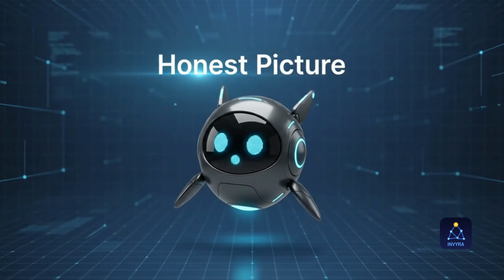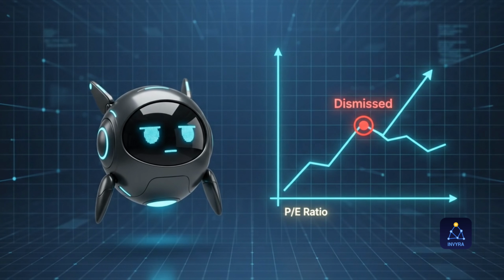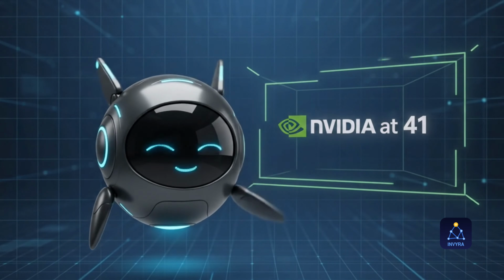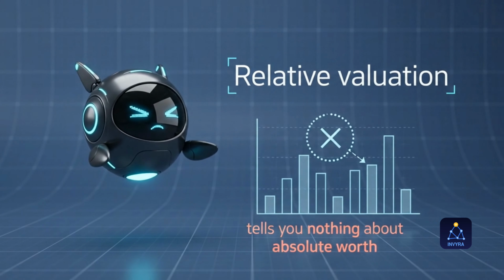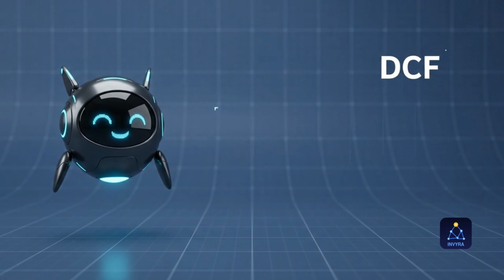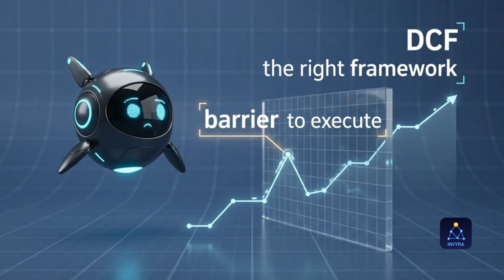So that's the honest picture. PE ratio. Fast, but you'd have dismissed NVIDIA at 41 without looking deeper. Relative valuation. Better context, but still tells you nothing about absolute worth. DCF. The right framework. But the barrier to execute it properly is genuinely high.